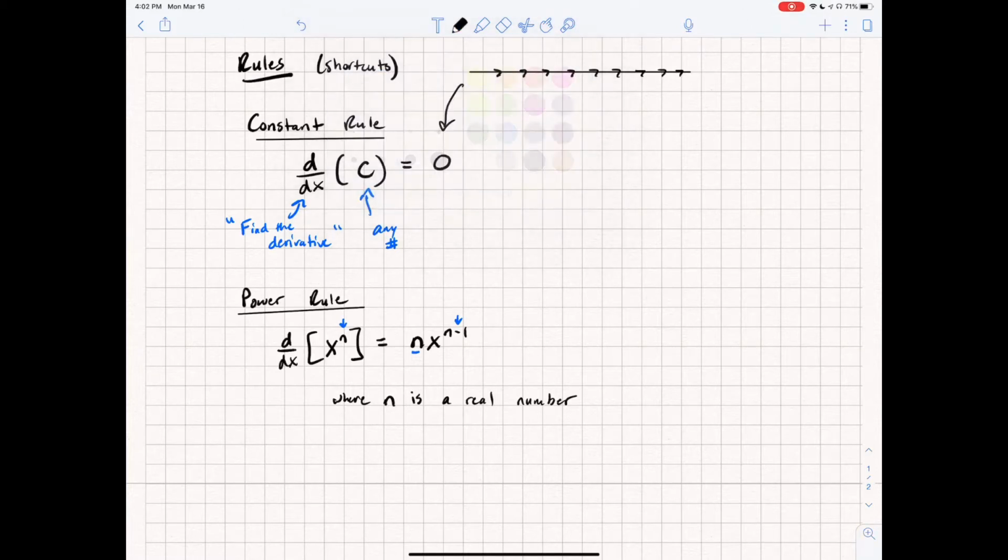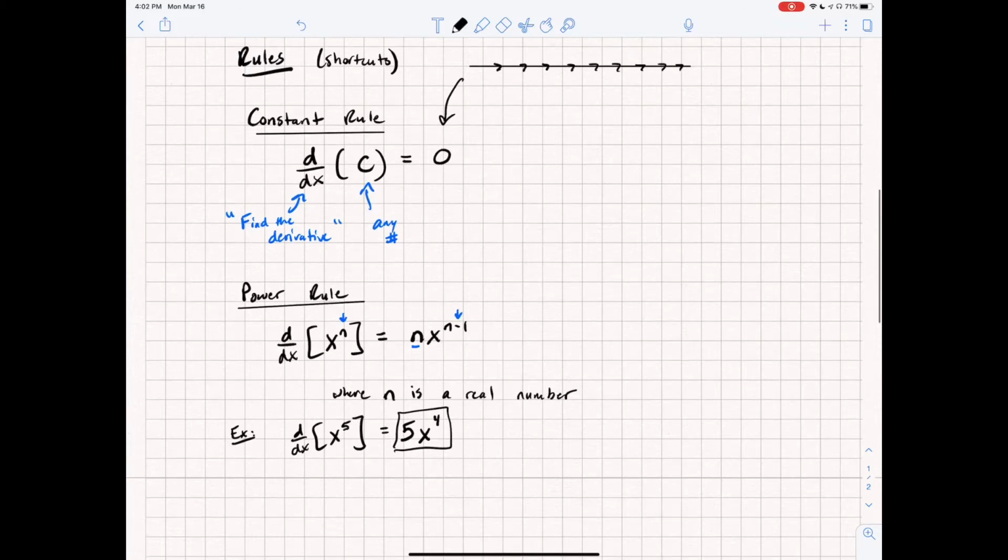An example would be if I want to take the derivative of x to the 5th, then this derivative would be 5x to the 5 minus 1, which is 4. So this would be the derivative of x to the 5th. 5 comes to the front, and then subtract 1 from the power. 5 to the front, subtract 1. And so that is our power rule.